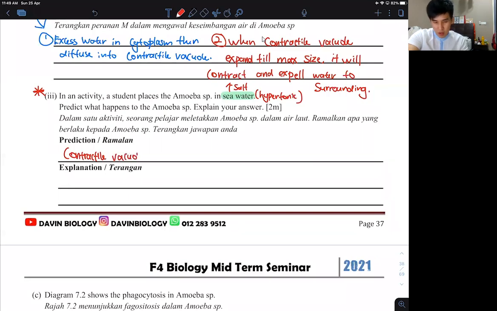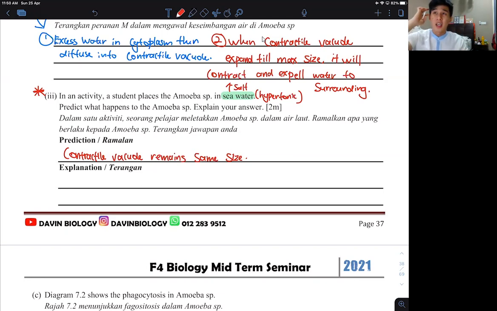So prediction, you can say the contractile vacuole remains the same size. It won't become smaller. It's just like your bladder. If you don't pee, will your bladder shrink or not? No, your bladder will just remain the original size. If you don't drink water, your bladder will remain the same size, but your bladder won't suddenly become small like that. So we will say it will remain the same size. If got water, then only your bladder expands. Same with the contractile vacuole. So we say it remains the same size.